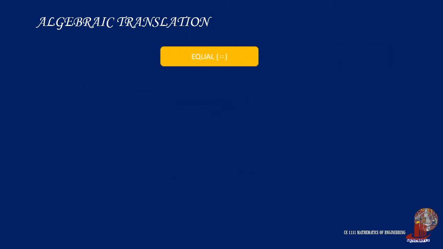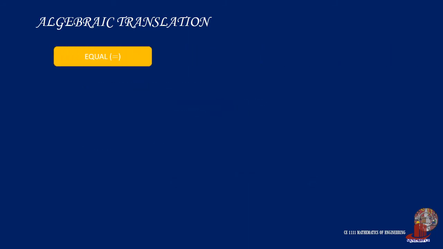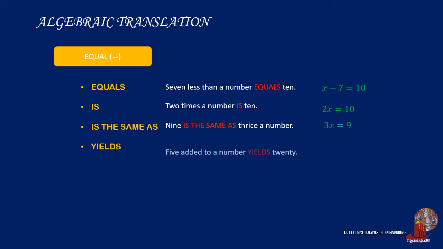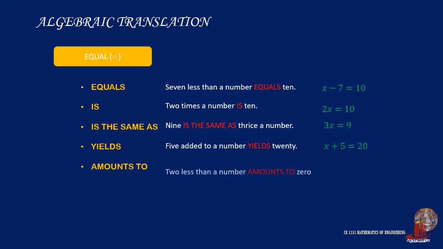For algebraic equations, the equal sign will be denoted as equals, is, the same as, yields, or amounts to.